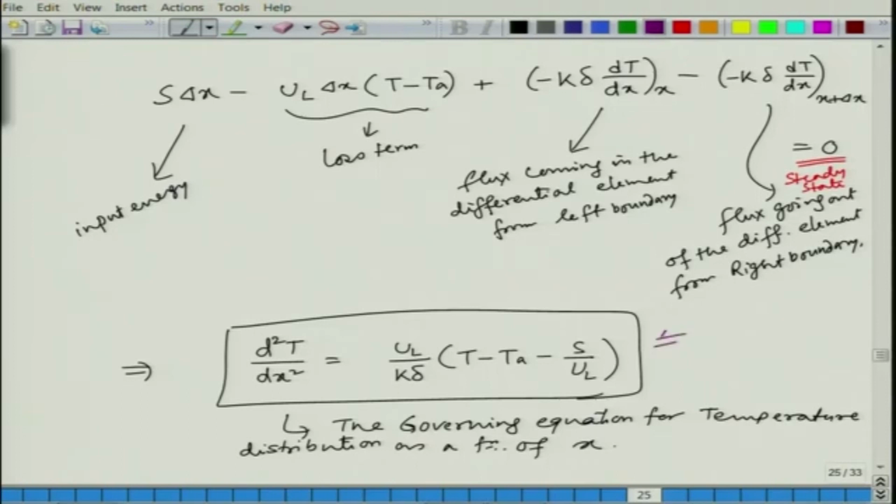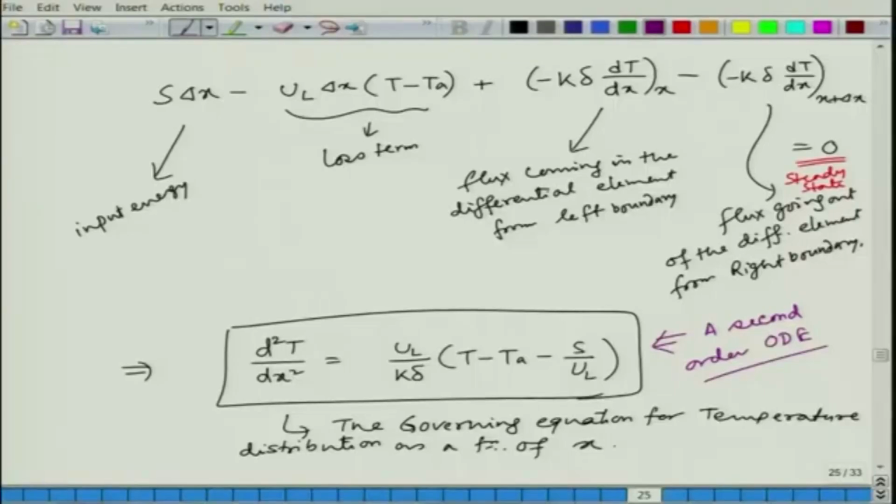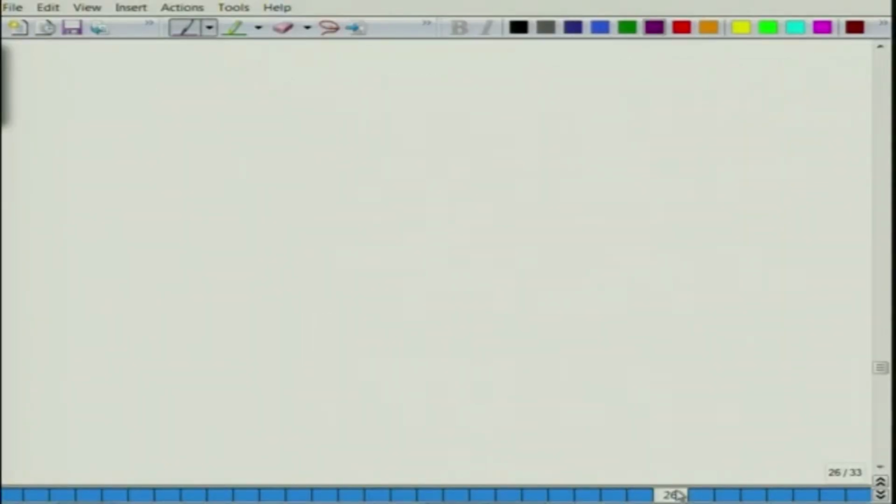And what is this equation? A second order ordinary differential equation. This is a familiar equation you have seen many times in your undergrad mathematics course or even the heat transfer course. During conduction, you have seen this equation. So, I insist that you go back and find out where you have learned the solution of this equation and get acquainted with the method again.